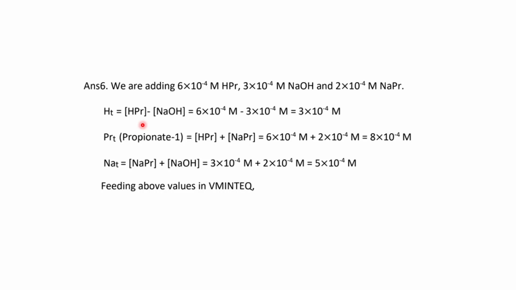I won't go into details. In case of any doubt, I'll let you know. Please write in the chat box. Propionate, this is the term that we can get in Visual Mintek. Propionate minus 1, so HPr plus NaPr, which is coming from HPr and NaPr. So similar thing we have written here. Na total is NaPr plus NaOH. We will feed the above values in Visual Mintek. Please have a proper look on this so that we can move forward and feed this in Visual Mintek.